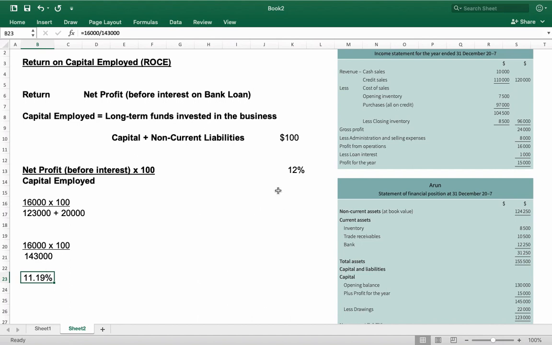What is the best solution now? Take out this $100 from the business and put it in the bank, and easily we can earn 12% without any risk. So this type of decision we can easily take by calculating return on capital employed.